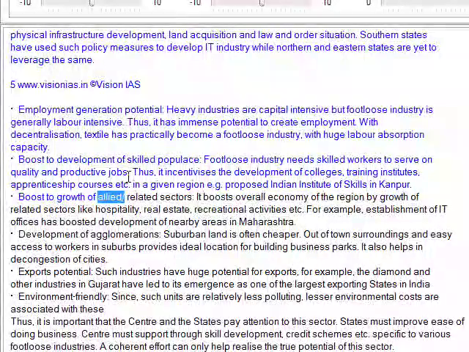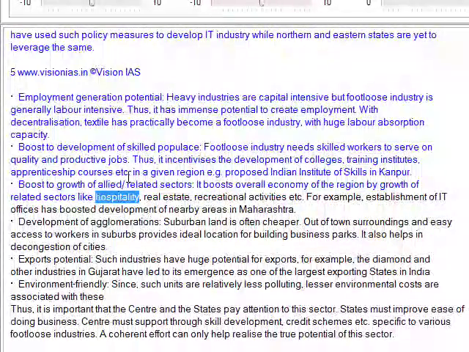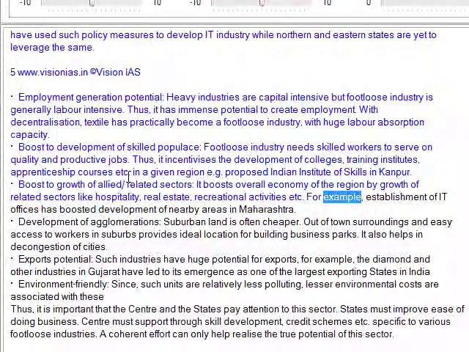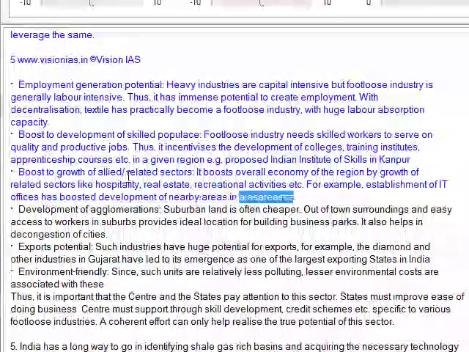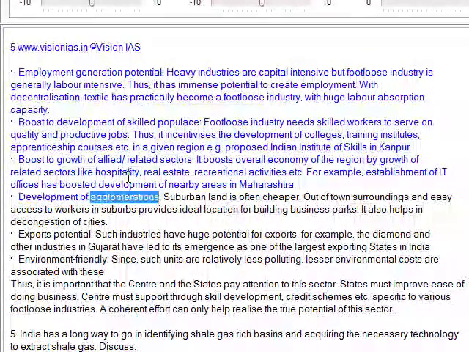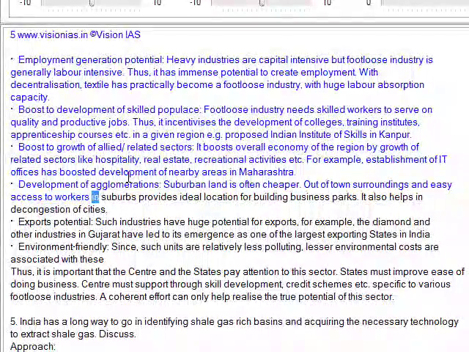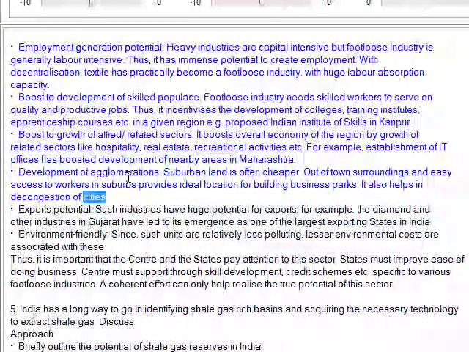Boost to growth of allied or related sectors. It boosts the overall economy of the region by growth of related sectors like hospitality, real estate, recreational activities, etc. For example, establishment of IT offices has boosted development of nearby areas in Maharashtra. Development of agglomerations. Suburban land is often cheaper. Out-of-town surroundings and easy access to workers in suburbs provide an ideal location for building business parks. It also helps in decongestion of cities.